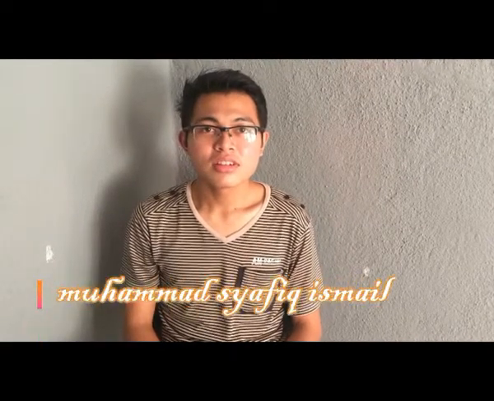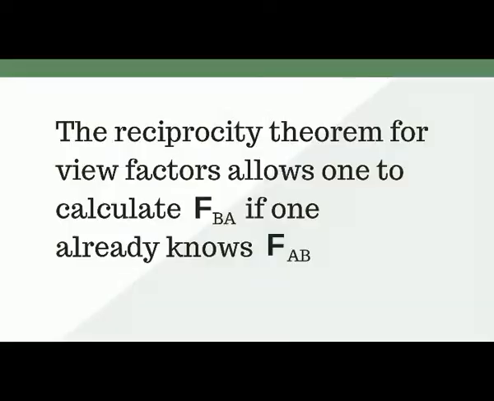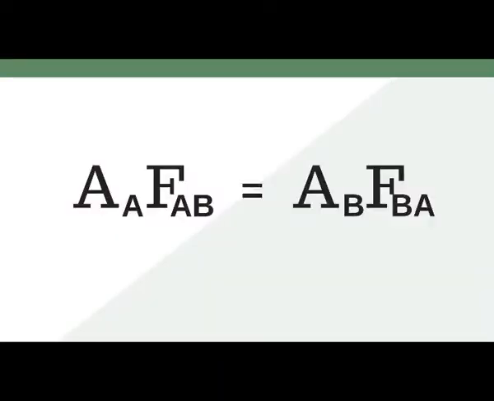So we move to reciprocity relations. What is the reciprocity relation? The reciprocity theorem for view factors allows one to calculate FBA if one already knows FAB. So the formula is AA FAB equal to AB FBA.